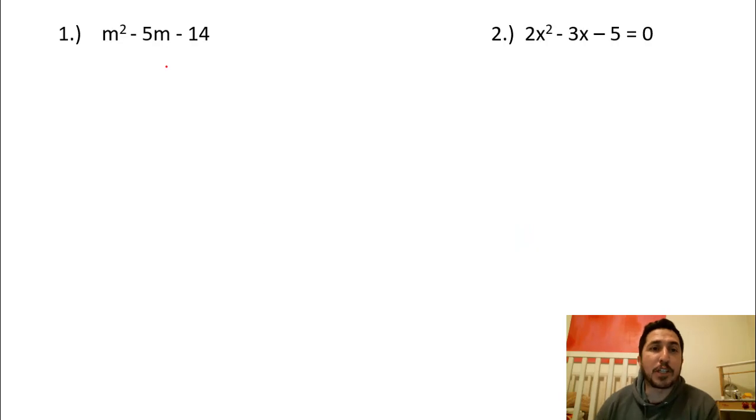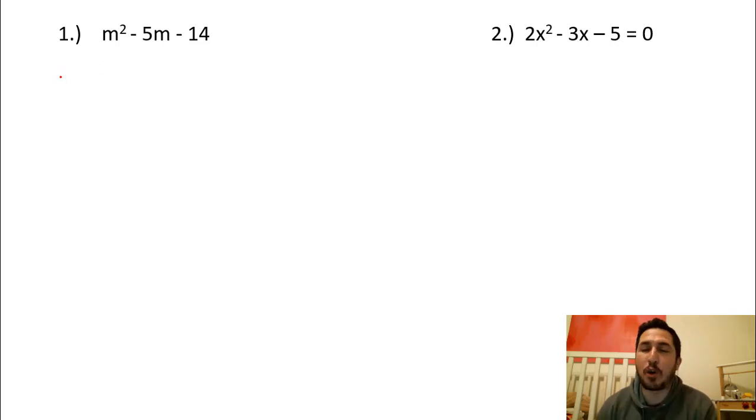Let's go. All right, so the first equation we got here says m squared minus 5m minus 14. I have a quadratic. How do you know you got a quadratic? Because I see the squared up here. All right, that means I got a quadratic equation. So let me write down the quadratic formula so I can solve it. Here's the formula. Here you go.